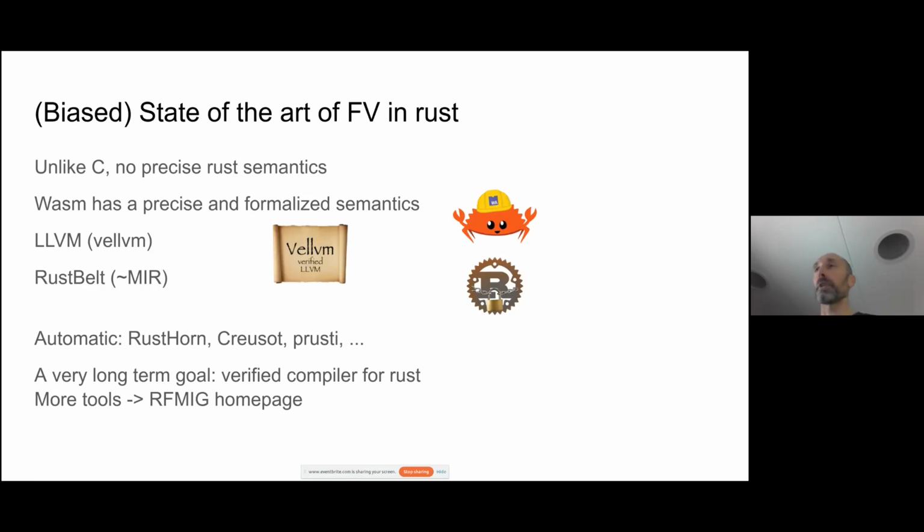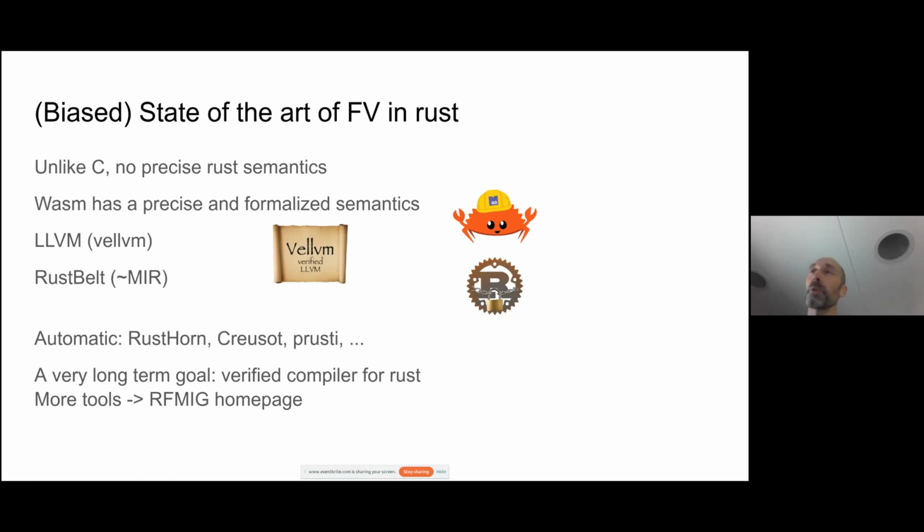Another project on the way of specifying or verifying Rust is the Vellum project, which specifies part of the LLVM framework. Then there's Rustbelt, which has a model of the MIR intermediate language. But I would like to emphasize it's only a model. It cannot be used to verify any Rust programs. But it is a really good model which helped to clarify many parts of the Rust language. And then there are the automatic tools. We already had a presentation about Prusti. There's Rusthorn and Crusoe, the tool by Xavier, that can do very impressive work.